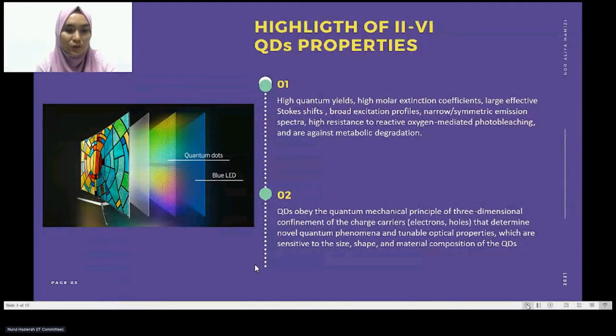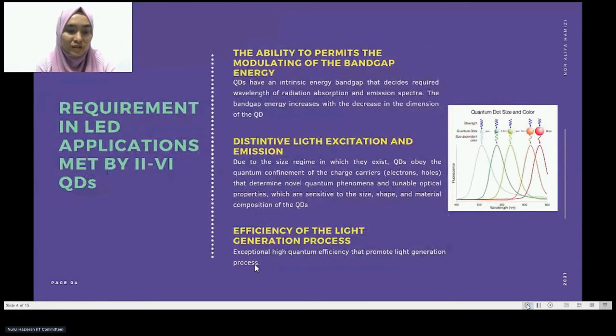Again, this group of quantum dots obeys the quantum mechanical principle of three-dimensional confinement of charge carriers, electron and hole, that determines novel quantum dot phenomena which allow the tunability of optical and electronic properties, which are sensitive to their size, shape, and material composition. So, what are the requirements in light emitting diode application that are met by this group of quantum dots?